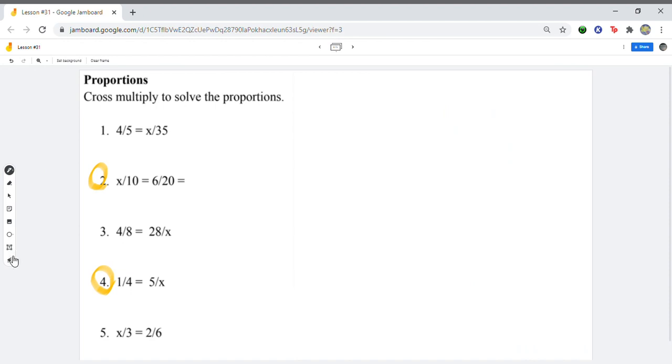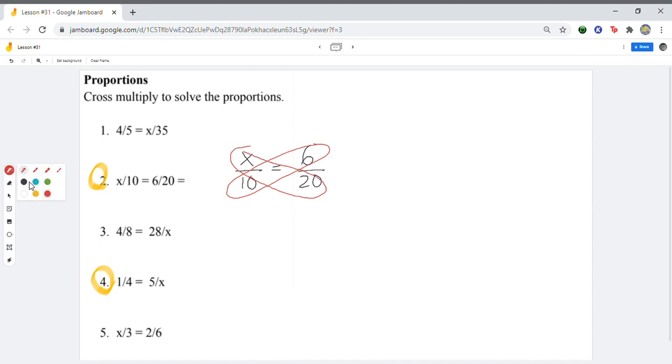Now for the third section, proportions, we're going to be cross-multiplying to solve the proportions. I will show you what cross-multiplying is by solving number 2 and number 4. Number 2, we have x over 10 equals 6 over 20. Cross-multiplying is pretty easy to memorize because, as the name suggests, we're going to be cross-multiplying. We're going to make a crossover like this, an X cross, and then we're just going to be multiplying the cross we made.